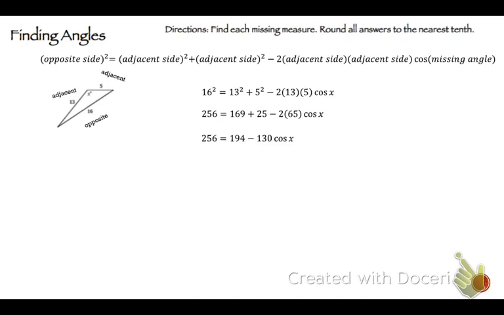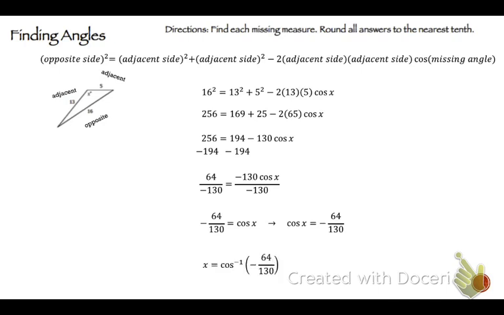I didn't mean to subtract that 169. So combine 169 and 25, so that's 194. Now subtract 194, and that's 256 minus 194 is 64 equals negative 130 cosine of x. Divide by negative 130, you get cosine of x equals negative 64 divided by 130, which means x equals cosine inverse of negative 64 over 130. Put that in your calculator and you get 119.5.